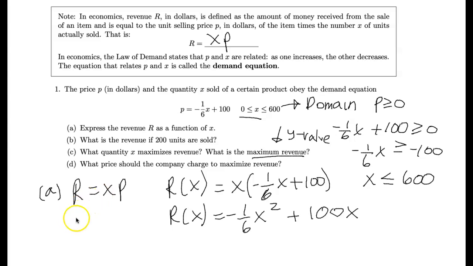All right, I think I can put in part B right here. So we want to know what is the revenue if 200 units are sold. And the units sold is represented by X. So right now we know X is 200. So that really means we're trying to find R of 200. So you're plugging it in.